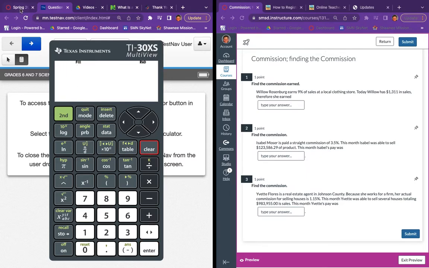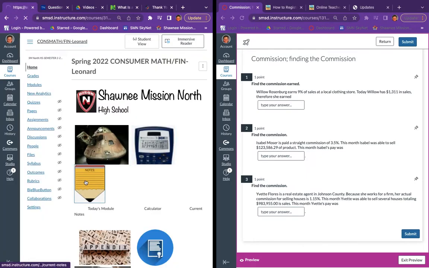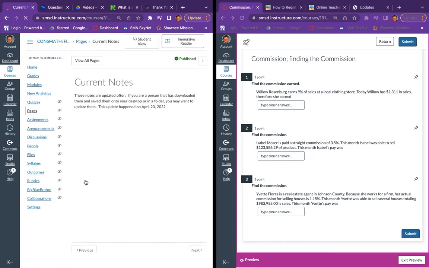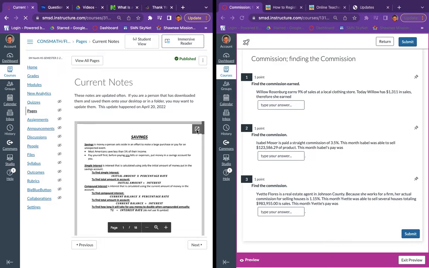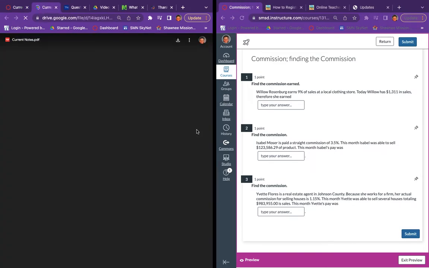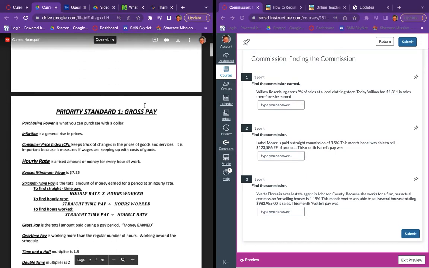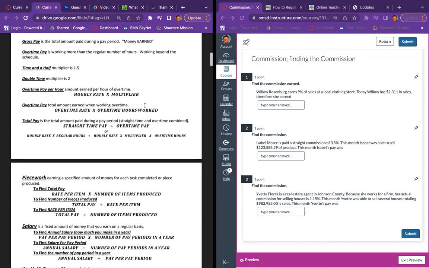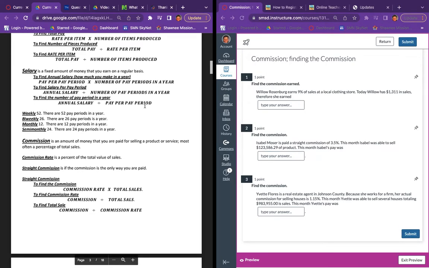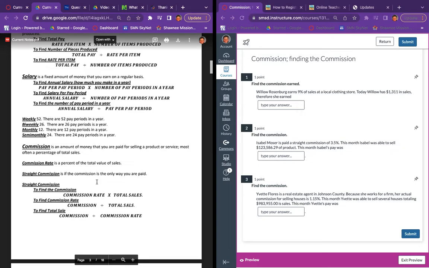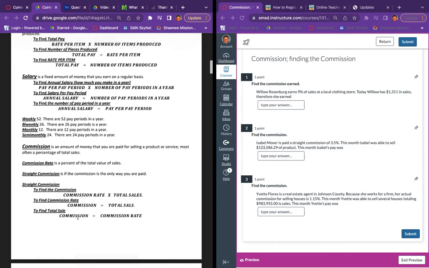And we're going to open the notes. We're going to open these notes in their own window so that we can see them more clearly. And because this video is on commission, we're going to move through the notes until we find commission, which I believe is at the bottom of page 3 in this set of notes. Here we go. So it defines commission and commission rate and straight commission, and then it has 3 expressions that deal with commission.